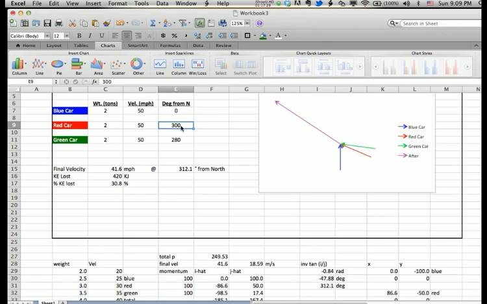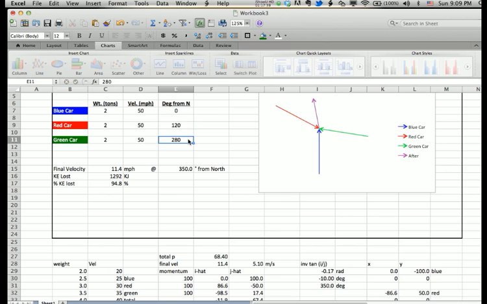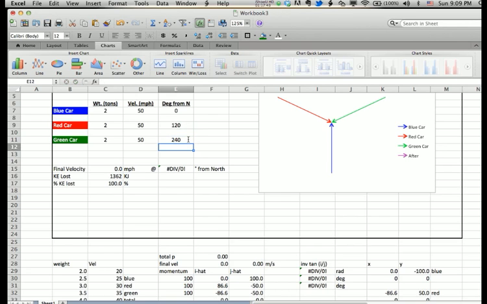Okay, 0, and then I need to see if I want to do this right. It'd be 120 and 240, right? 120. Okay, all right.